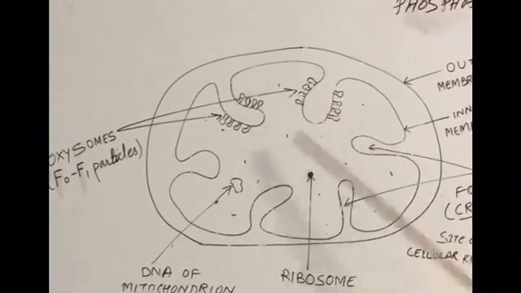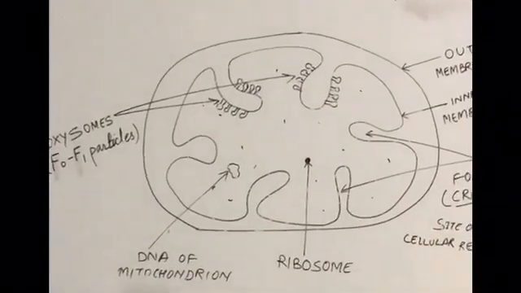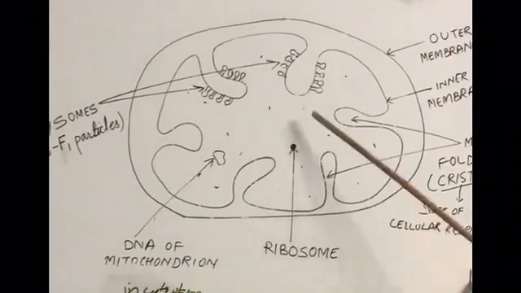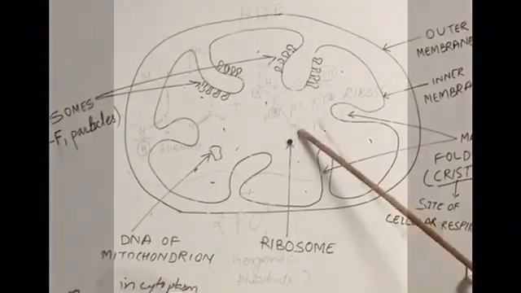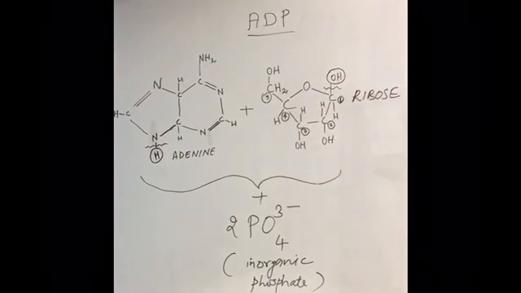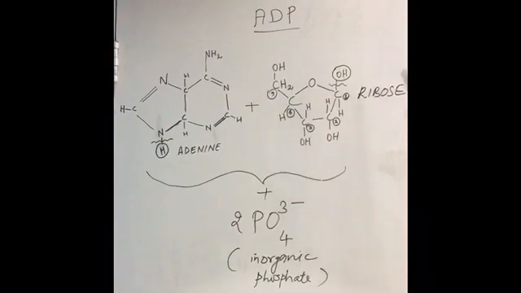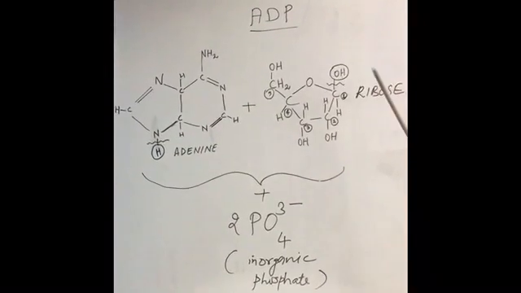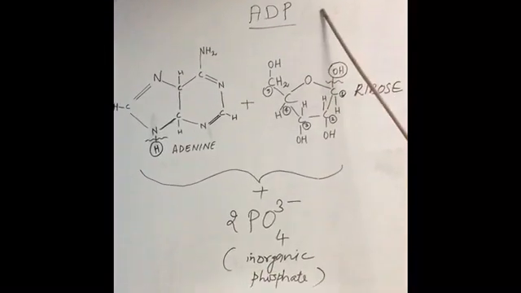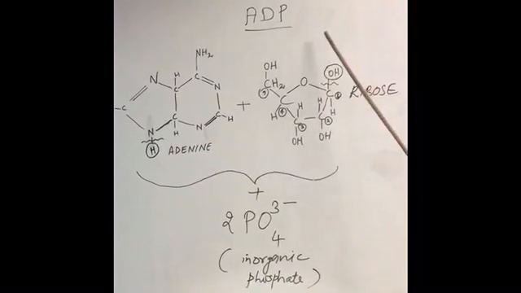So, this process is exactly known as the Krebs cycle, as I mentioned in the last video, and it takes place in the mitochondrion. Now, moving on to today's topic, ATP. To know about ATP, first you should know ADP, adenosine diphosphate. Have you heard about ADP?